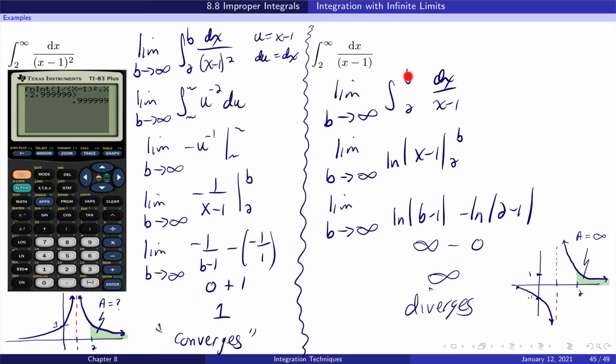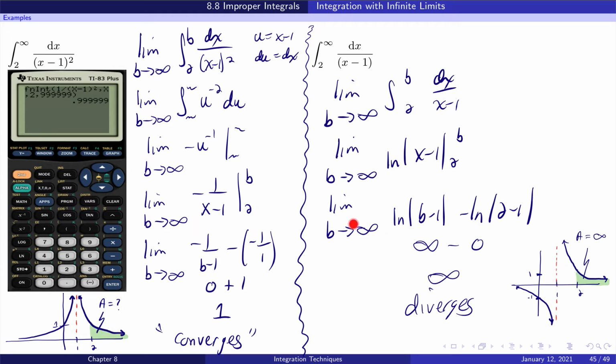Same process, change infinity into b, take the limit as b approaches infinity. The antiderivative of this is the natural log of x minus 1. 2 to b, substitute in your b and 2, now take the limit as b approaches infinity. The natural log of a very large number is still a very large number, so we get an infinity minus 0, which is infinity. That one diverges. So what's interesting is very similar looking functions. One is 1 over x squared, one is 1 over x. This has a finite limit on the left. This has an infinite limit.